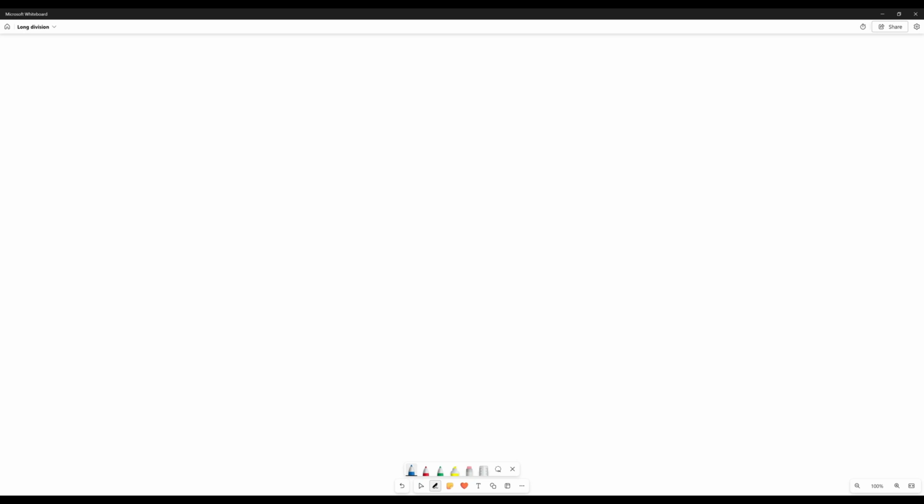We'll say first, and they write it like this. They might say x squared plus 3x plus 2 divided by x plus 2. Now, the bit you're dividing by goes on the outside, the bit you're dividing into goes on the inside.